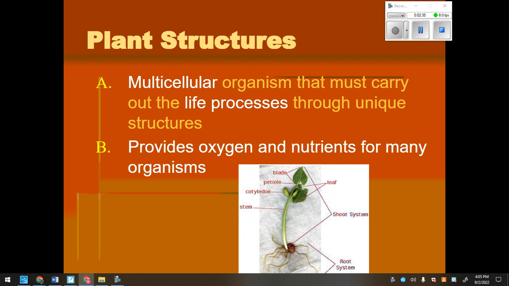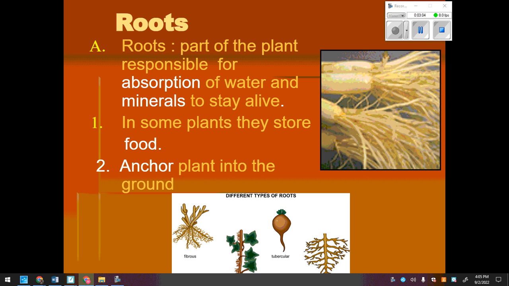So, plants provide oxygen and nutrients for many organisms. We are dependent on plants. Without plants, we would not survive because we need oxygen. Every cell in my body needs nutrients and oxygen. Boom, boom, boom. You can be a vegetarian and stay healthy because you get all your oxygen and nutrients from plants.